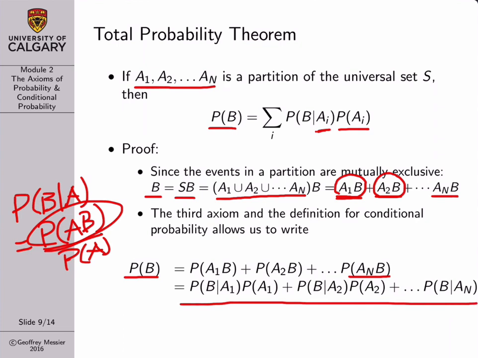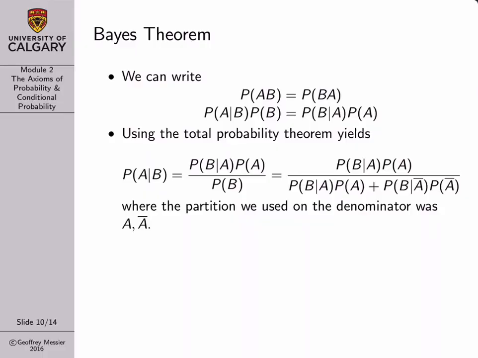And so I'm just going to leave it here for now, but then in the next problem that we do, we're going to make use of this relationship. So building on the total probability theorem, we can now talk about something called Bayes' theorem, which is a super important theorem, again, for engineering applications.